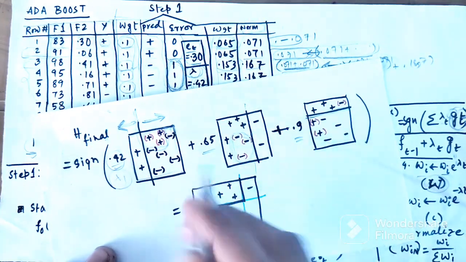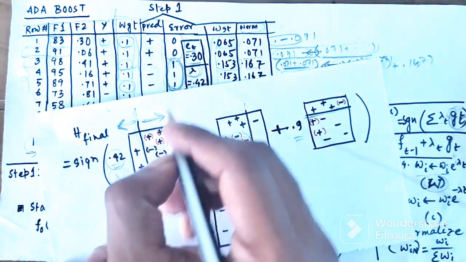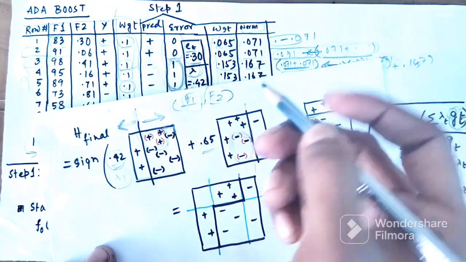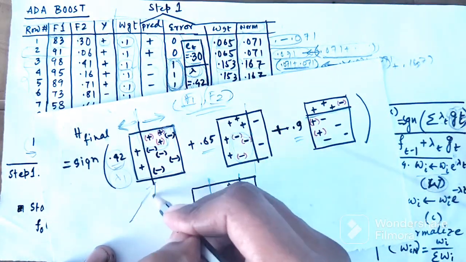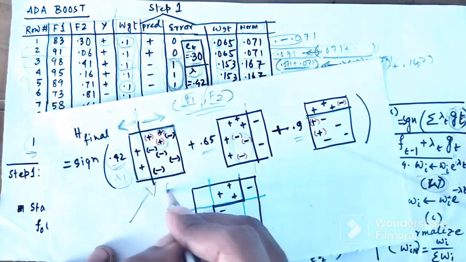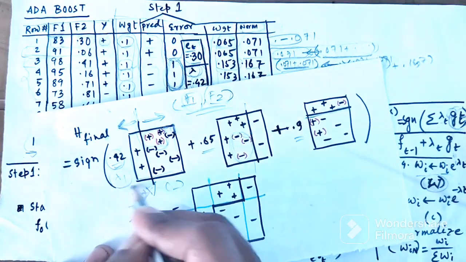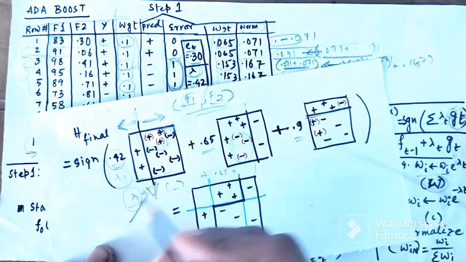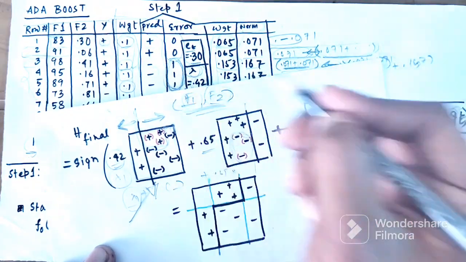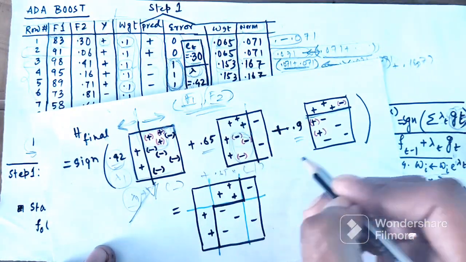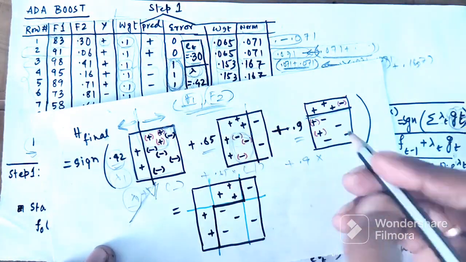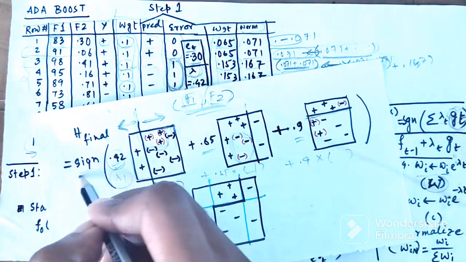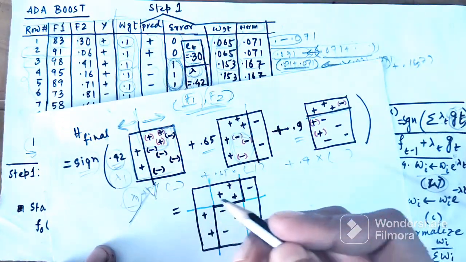So what you have to do is, 0.42 into this. Let us suppose you have a next entry f1 and f2, and for that you have to predict. Suppose you push this particular entry into this decision stump, which gives some output into lambda 1, plus 0.65 into the output predicted from the next stump, plus 0.9 into the output predicted from the third decision stump. You add all these things, take the signum function, and you will get the output.